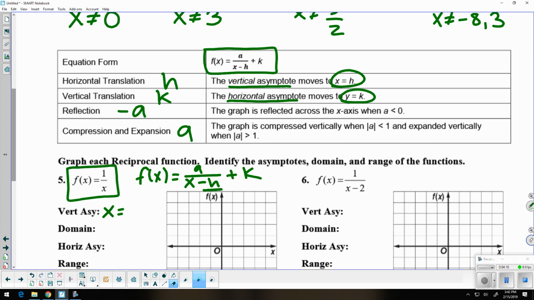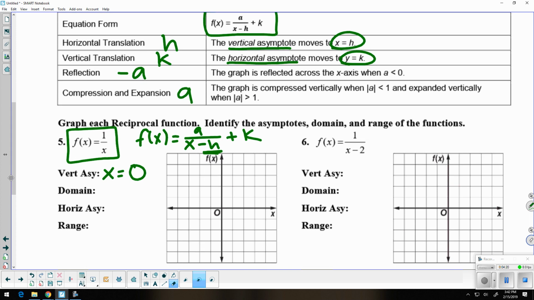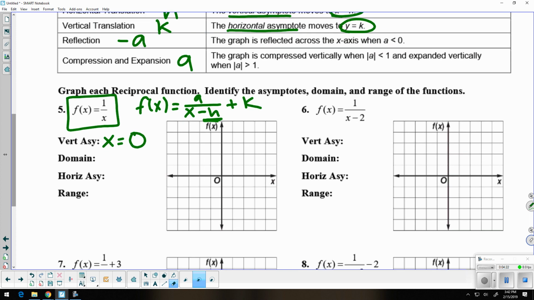So looking at our h value in comparison to what we have, well, we don't have an h value. So that means it'd be a 0. Okay, so we've got a vertical asymptote. So here's what a vertical asymptote looks like. It's basically just going to be a dotted line. Okay, it's not truly a part of our graph.